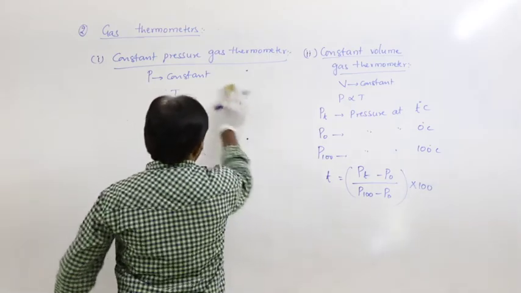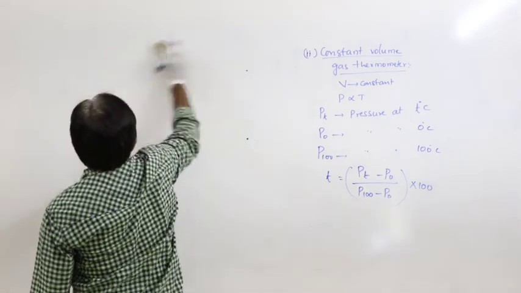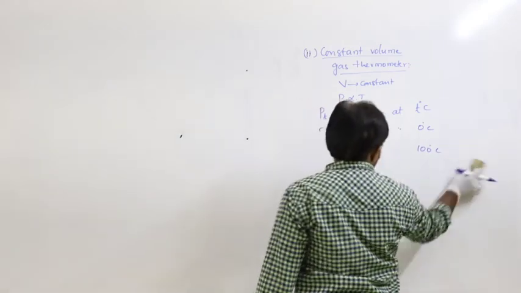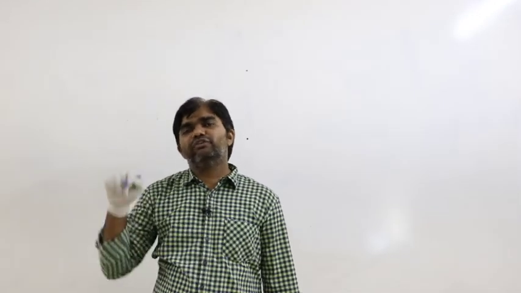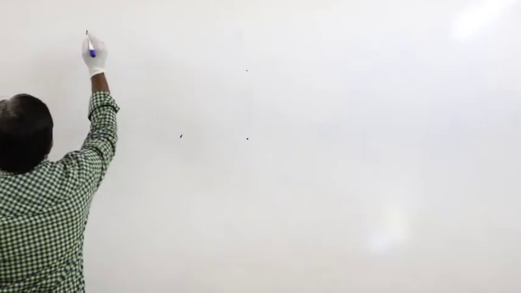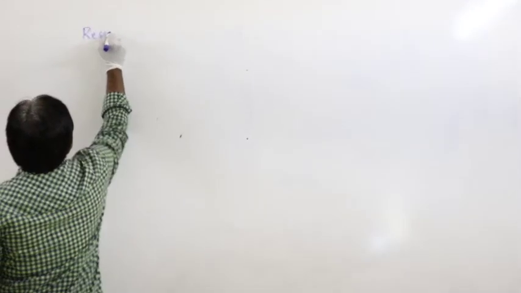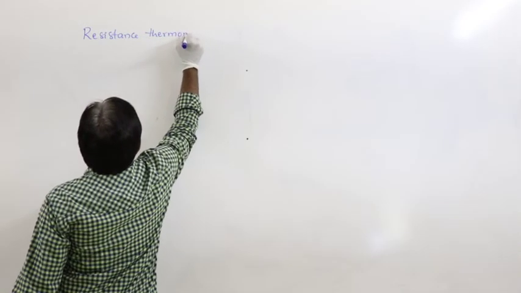Next. By using these gas thermometers, we can calculate the temperature range from minus 500 to 1500 degrees Celsius. Next, resistance thermometer.